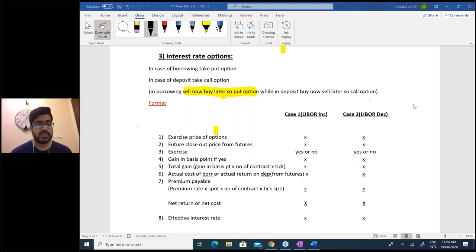Osman, it's not possible. Obviously, interest rates would either be increasing or decreasing. If they are neither increasing nor decreasing, then you are not facing any interest rate risk. There is no need of risk management techniques. They have to increase or decrease. Only then you face risk.